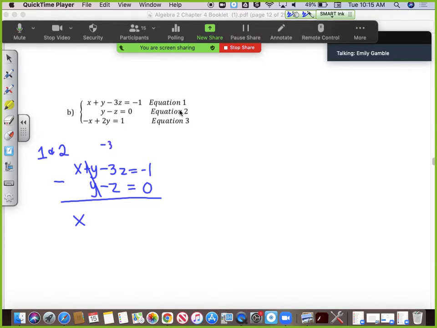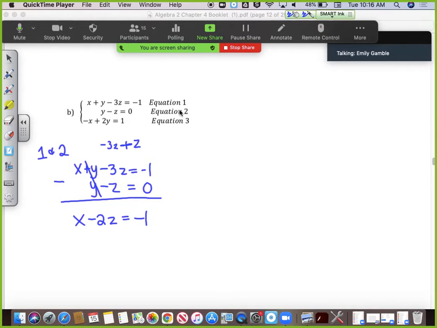And then just be careful with this. This is a negative 3z minus negative 1z. So negative 3 minus negative 1 will turn into negative 3 plus 1. Negative 3 plus 1 is negative 2z. Equals, and you can always use your calculator to help you. Just take the coefficient numbers and put them in. Just do negative 3 minus negative 1. It'll give you the answer. And then negative 1 minus 0 is negative 1.